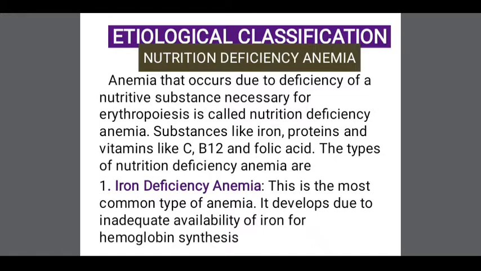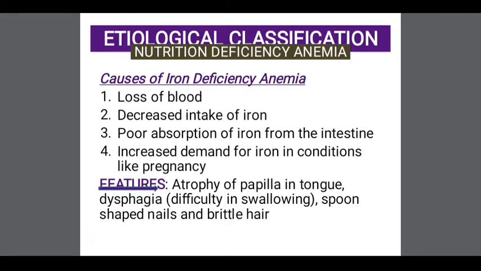Number one we see here is iron deficiency anemia. This is the most common type of anemia. It develops due to inadequate availability of iron for hemoglobin synthesis. Iron is needed for hemoglobin synthesis, so when there is lack of iron, there will not be synthesis of hemoglobin, and hemoglobin is needed to transport oxygen from the lungs to the tissues. So hemoglobin is very important in the body. When there is not enough hemoglobin, this leads to anemia, and it can also lead to cases like hypoxia.